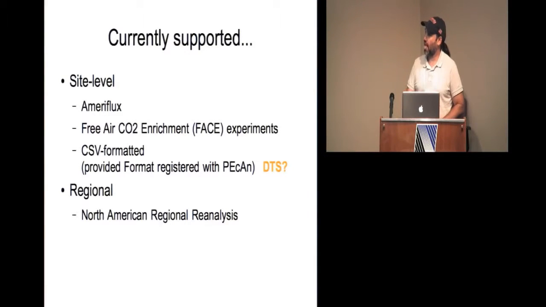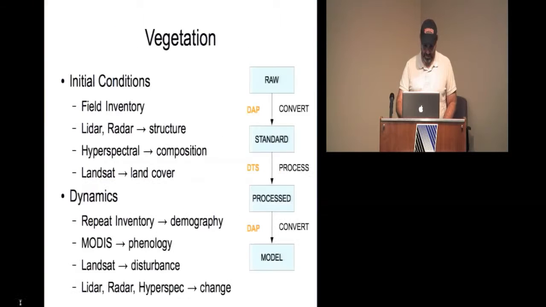And then at a regional scale, we're currently using just one data product, the North American Regional Reanalysis. Though the regional ones are actually much simpler, because from an infrastructure, from a coding perspective, they are much more predictable in their formats, much more unified. It's all the site level data that's all over the place.